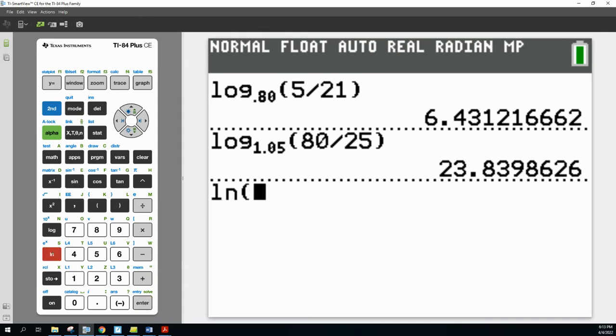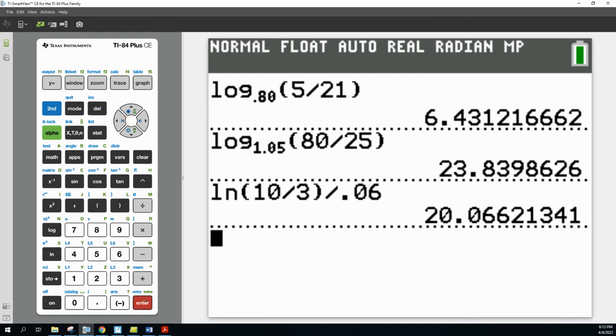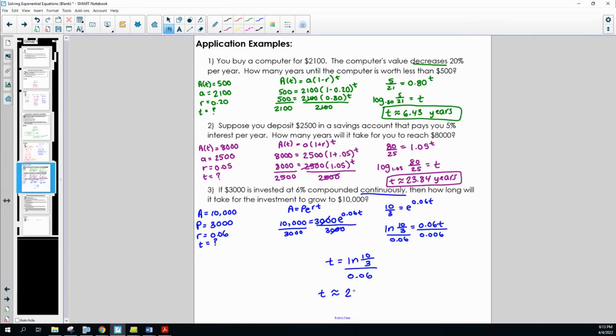So we're going to do ln, since we're using e. It's ln of 10 over 3. Close the parenthesis. And then we're going to divide it by 0.06. So it'll take about 20.07 years. So t is approximately 20.07 years to reach that amount.